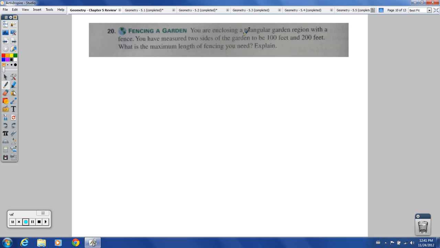Alright, so number 20, you're enclosing a triangular garden region with a fence. You have measured two sides of the garden to be 100 feet and 200 feet. What is the maximum length of fencing you need, and explain? So we could have a smallest and a largest, but we're talking about what's the maximum length of fencing you need. So we want to just think about the largest possibility here.